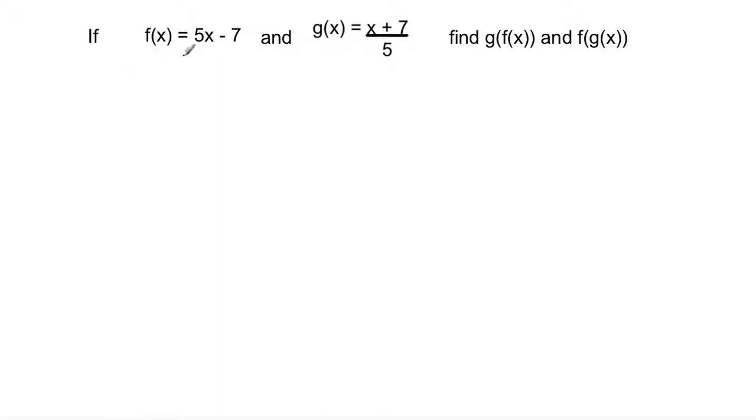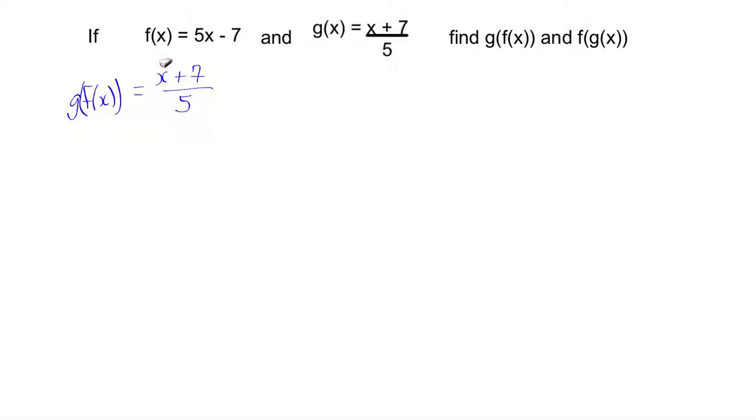Now here, this is going to be important. Before we've looked at compositions of functions, well, what we want to find is f of g of x and g of f of x for these two functions. So I'm going to go through these and then show you the significance of them. So first, I want to find g of f of x. Well, g of x is x plus 7 over 5.